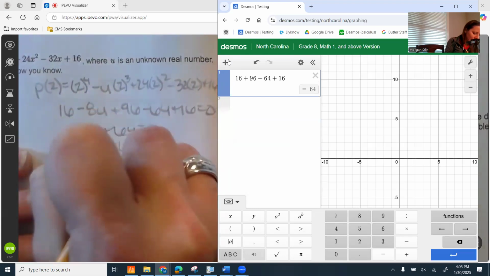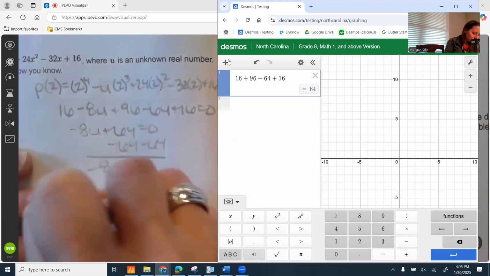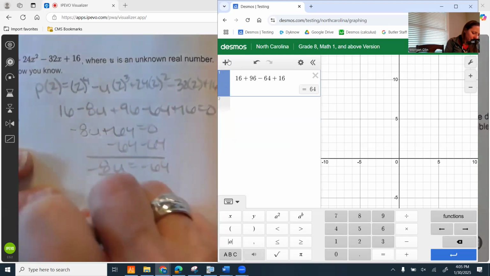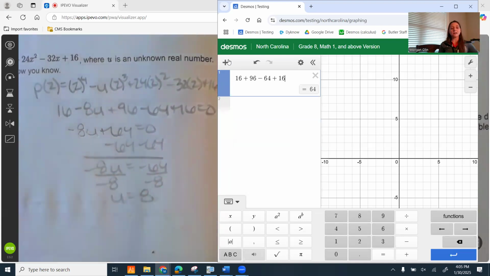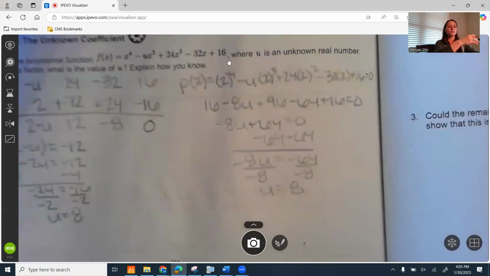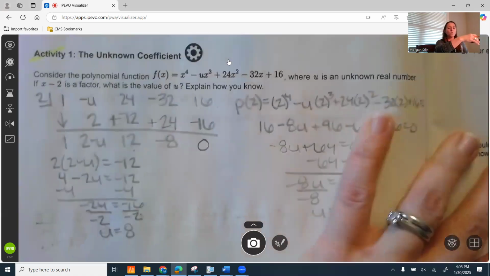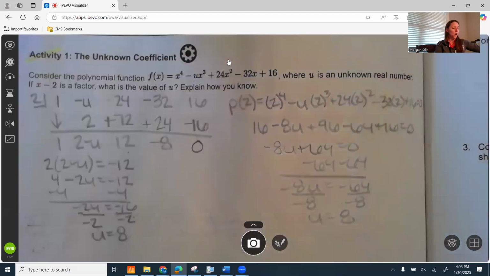So now I can subtract 64. All right, so negative 8u equals negative 64, and I divide by negative 8. And guess what u equals? The same thing I just got a second ago. It equals 8. All right, so you can use either one of these methods to determine what that u value is. All right, I do have another problem of this on our worksheet.